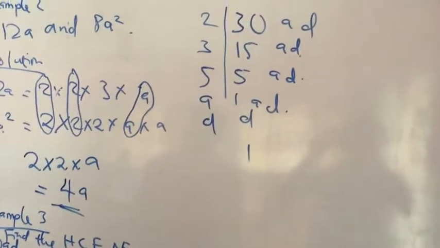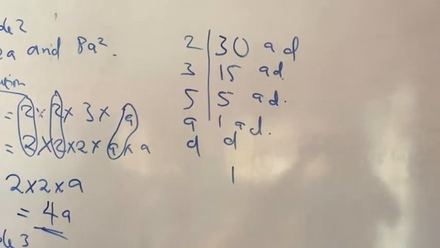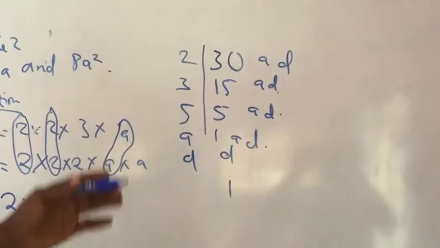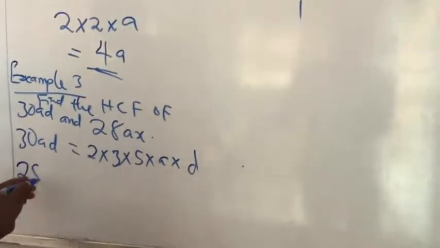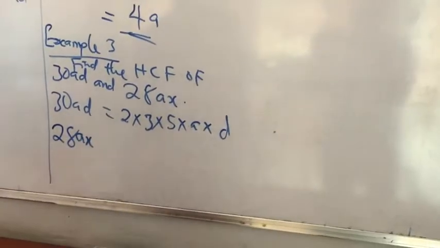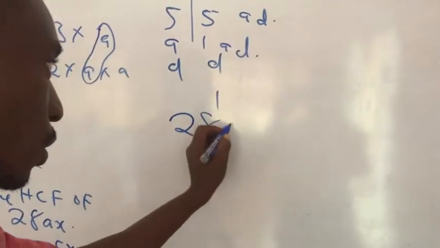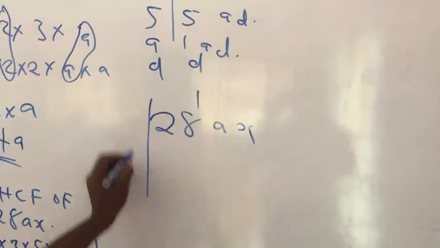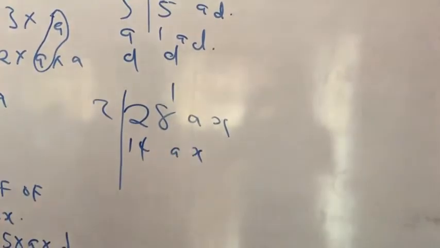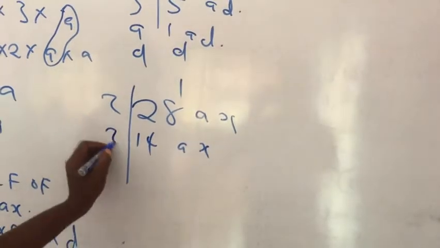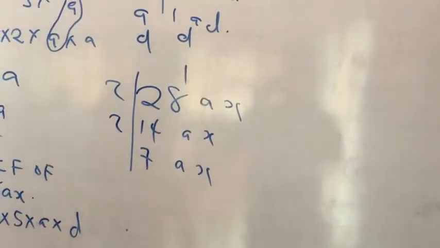So if we are confused on what the factors will be for a particular question, we can just make use of this method. Use a dividing method to divide it all through. Then you have 28AX. Who can tell us? If you are still confused, you can use the same method. 28AX. 2 in 28, 14AX. Is that not so? 2 in 14, 7AX. Is that not so?